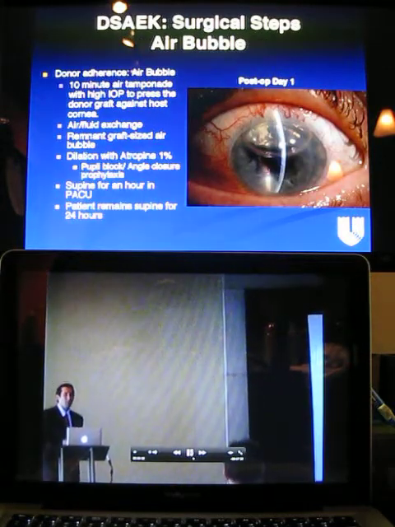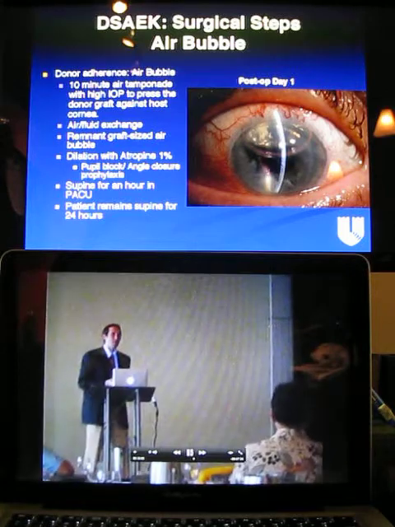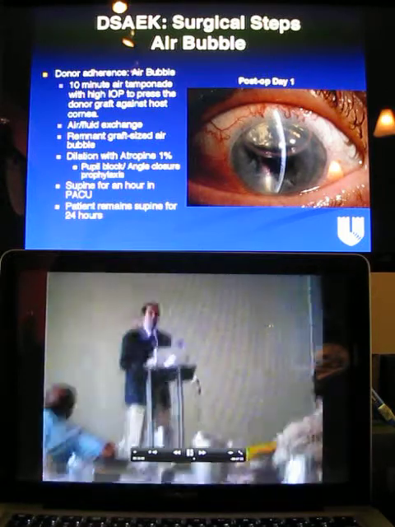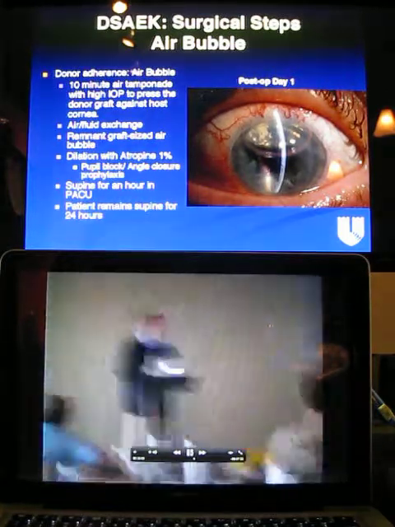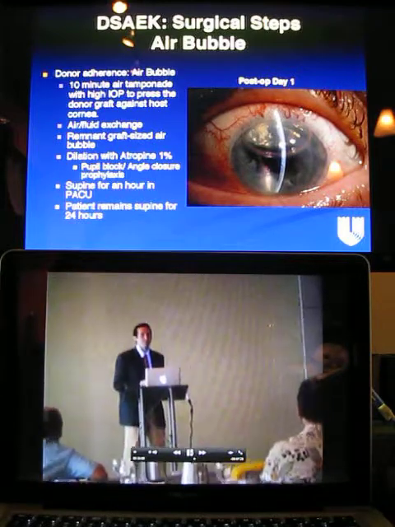So the donor corneal button, as we said earlier, adheres as those endothelial cells start pumping water out of the cornea.